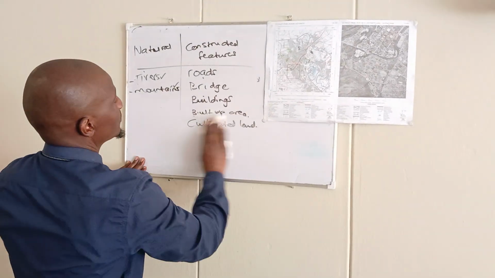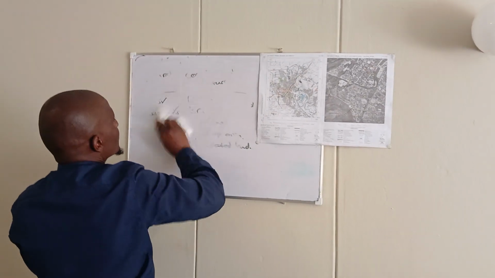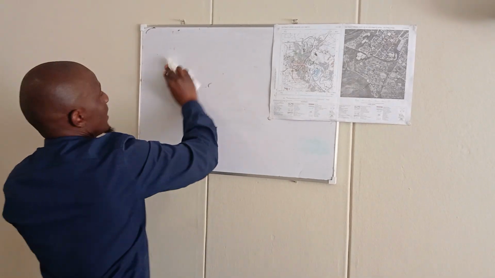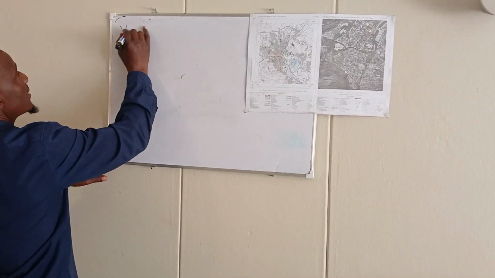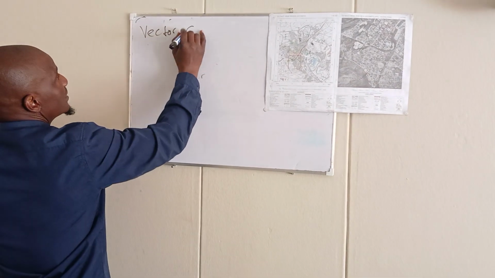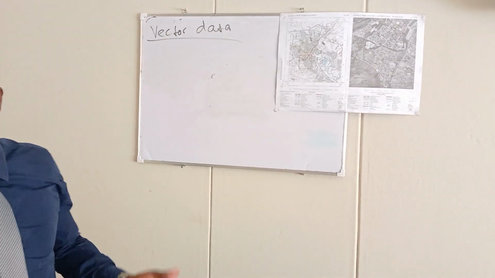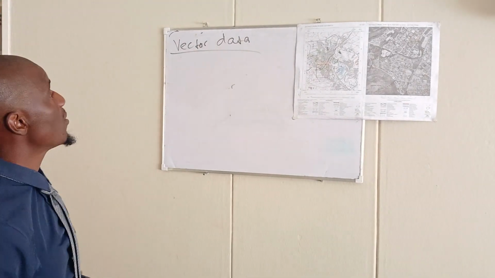Okay, so these features that we find on a topographical map are known as what? Vector data. Is known as vector data. Remember, we have already defined what spatial data is, also part of spatial data, which shows locations, which is mainly in the form of a map.